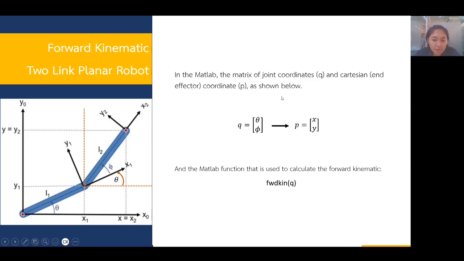In MATLAB, the matrix of joint coordinate variable q and the Cartesian end effector coordinate variable p are shown below. This is the matrix of q. This is a column matrix with the elements theta and pi, and this is the p matrix. This is also a column matrix with the elements x and y. And the MATLAB function used to calculate the forward kinematics is just like this. This is the function calling the variable q.